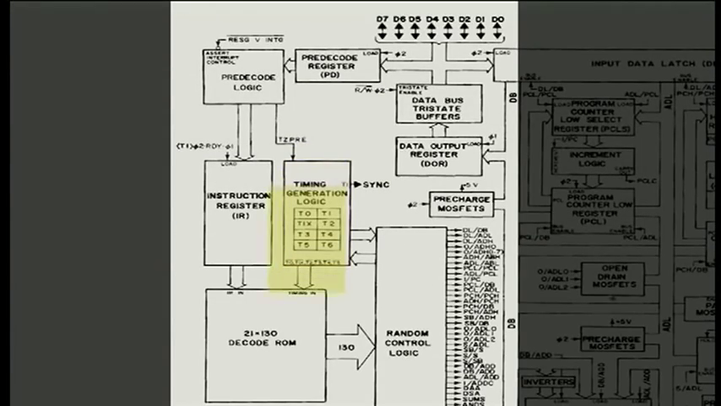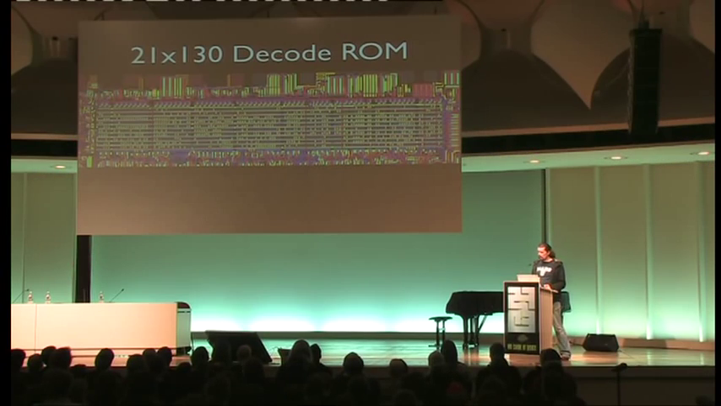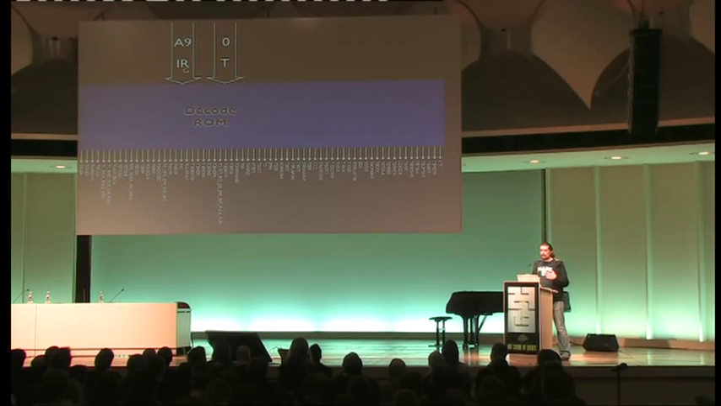So that's the timing generator. The next piece is the decode ROM. You can easily see it on this diagram. It's the upper piece, the ROM. This is the big decoder. It has 21 inputs and 130 outputs. It's really just a ROM. The way it works is the inputs are the instruction register, which is the opcode, for example, A9 for LDA, and T, which is the cycle we are in inside the instruction. Depending on the opcode and the cycle, some of these lines will fire.